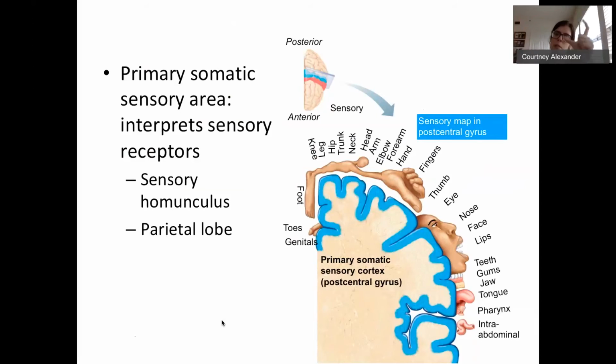And the amount of space in our brain that we give to that area determines how sensitive we are to touch. So for example, our hand and our fingers have large areas in our brain, whereas our intra-abdominal area or our legs and hips have very small areas. So we're not getting a lot of sensory input from those areas. The things that are sensitive, we give a lot of space to.